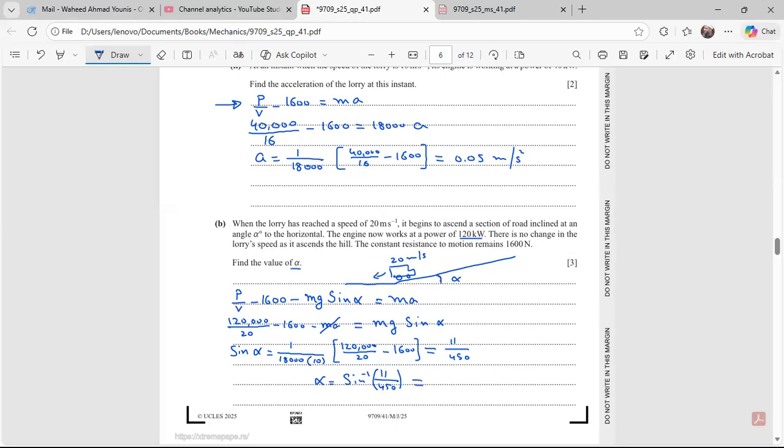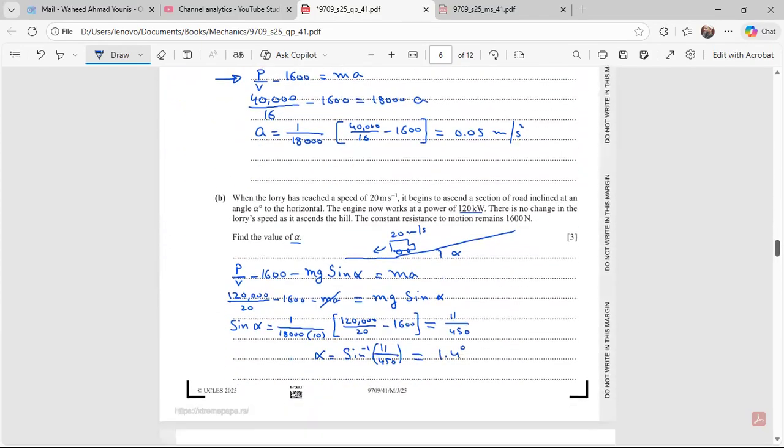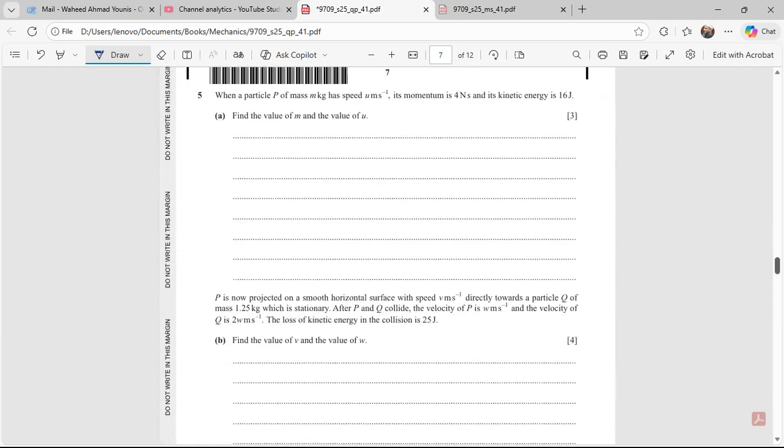And that comes out to be 1.4 degree. Okay. So I hope this question was quite straightforward. I hope you understand the logic we are using to solve it. Okay, now question number 5.